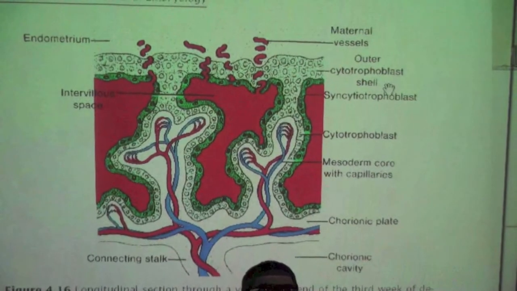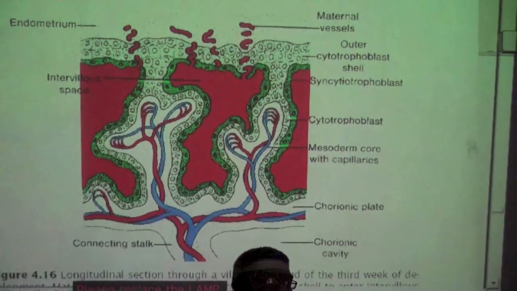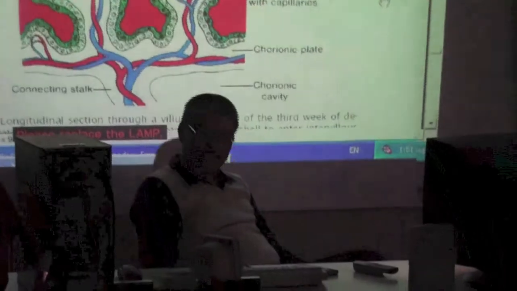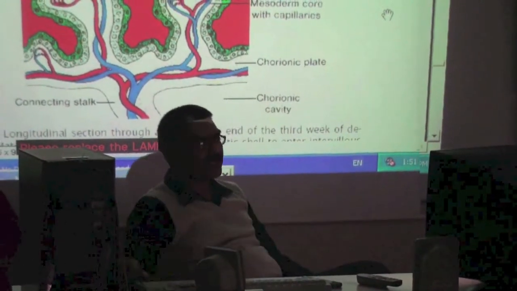What about chorionic frondosum? Chorionic frondosum, that is placenta. That is placenta. I will tell you, we have one picture.